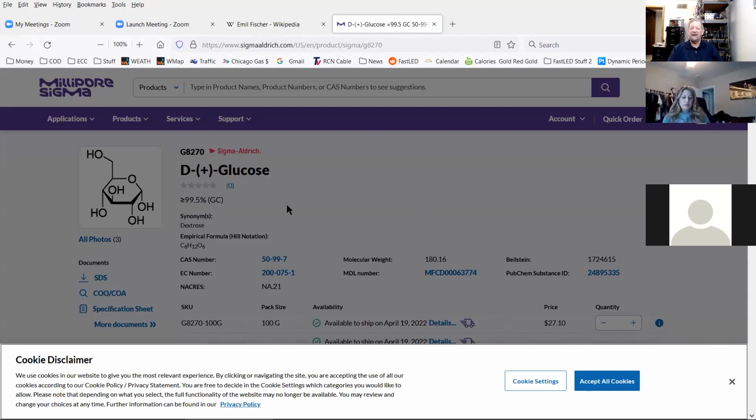But anyways, if you see on your screen D-plus-glucose, I'll be talking later today about this, which is called the cyclic form of that. And that D tells you the hydroxyl group on the last carbon that's chiral is on the right side.